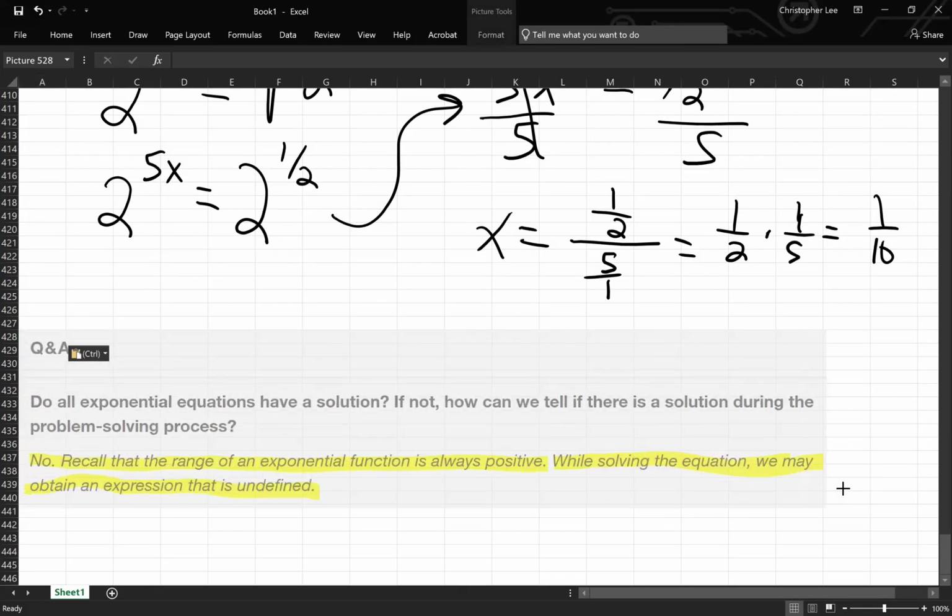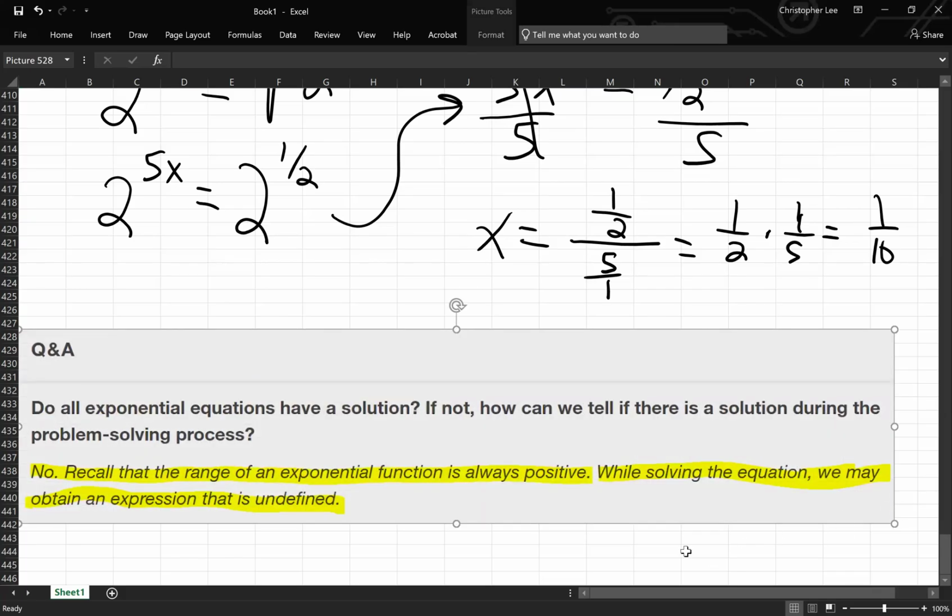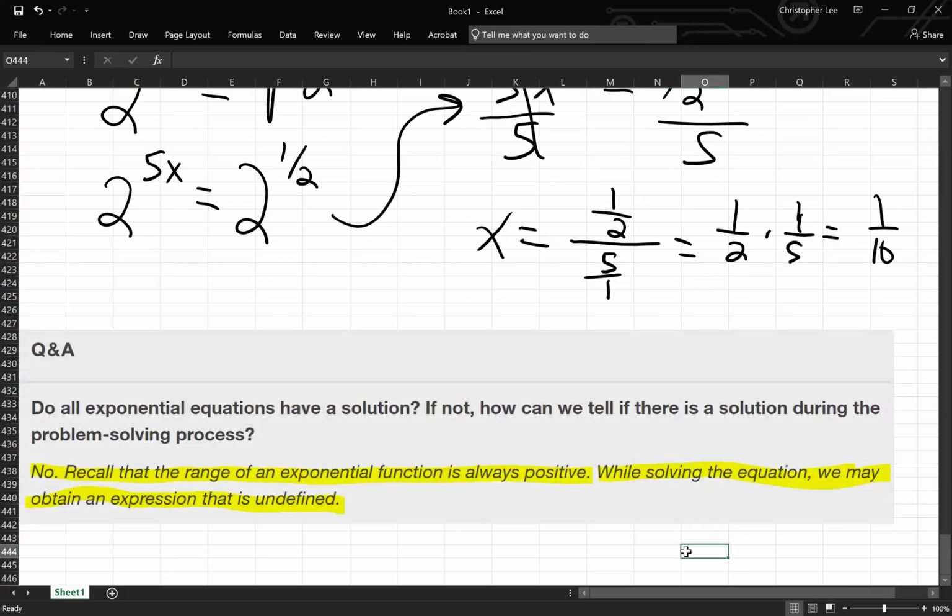All right, so question. Do all exponential equations have a solution? If not, how can we tell if there is a solution during the problem solving process? So no, recall that the range of an exponential function is always positive. So while solving the equation, we may obtain an expression that is undefined.